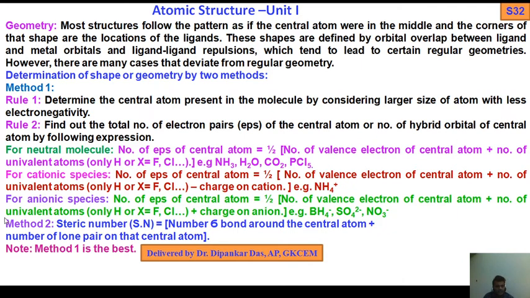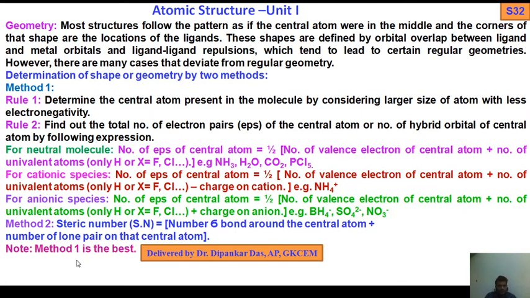For anionic species, the number of EPs of the central atom equals half of the number of valence electrons of the central atom, same formula, plus the number of univalent atoms, only hydrogen and halogen, plus the charge on the anion. For BH4 minus, SO4 2 minus, NO3 minus, you add 1 for BH4 minus, 2 for SO4 2 minus, 1 for NO3 minus. So these are method 1, a very conventional, renowned method. From this method you can find out the central atom and the number of EPs. Then you get the shape, corresponding hybridization, number of bond pairs, lone pairs, etc.